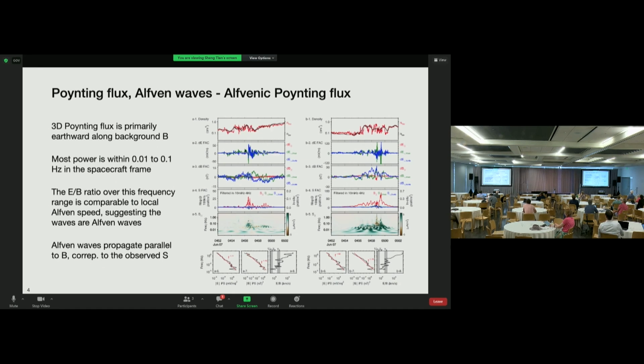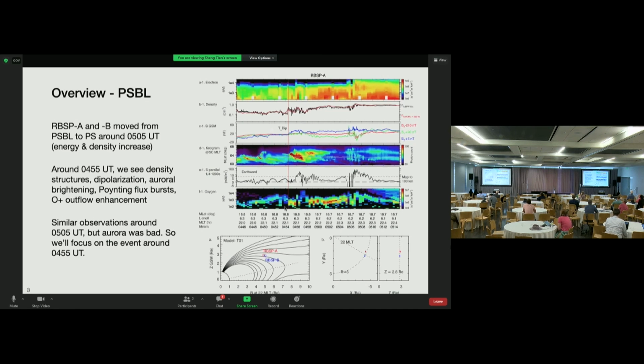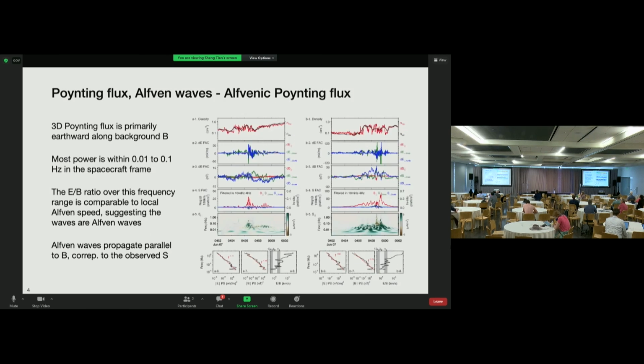But in this case, as we can see from this geometry, the magnetic field is along X basically, and the spin plane is pretty perpendicular to that background magnetic field. So the nice thing about RBSP is that you can really fully measure the perpendicular electric field in the spin plane. Therefore, we have a pretty good estimation of the 3D electric field. And then the next panel shows the magnetic field fluctuation.